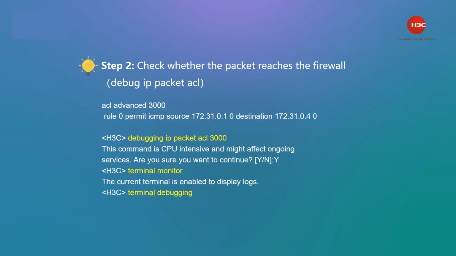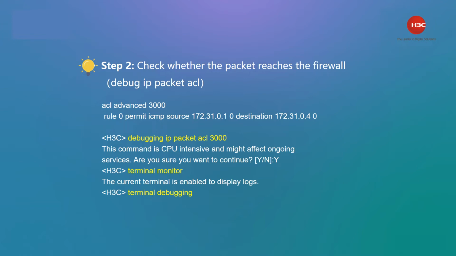Therefore, if there is a session entry at the time of the failure, it means that the packet has reached the firewall and passed the security policy check. If there is no session entry, the next step is to check. The second step is to check whether the packet is sent to the firewall through the debug command.